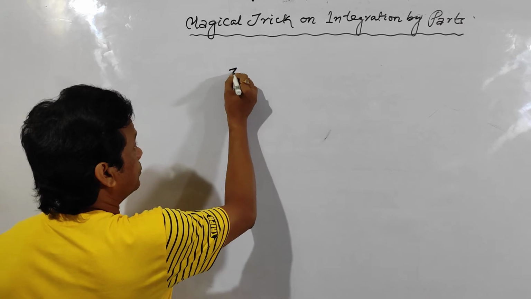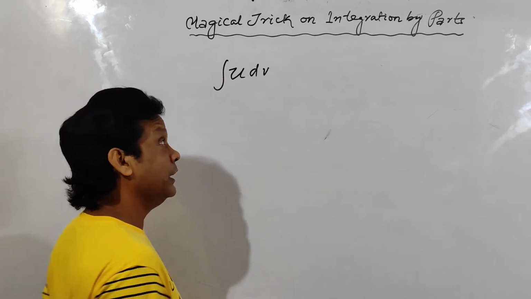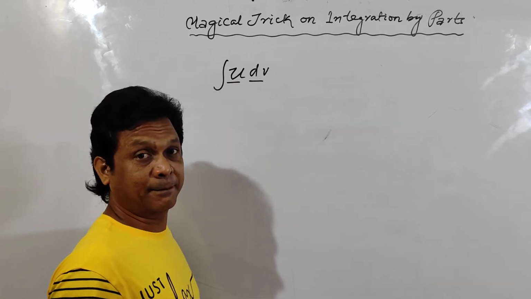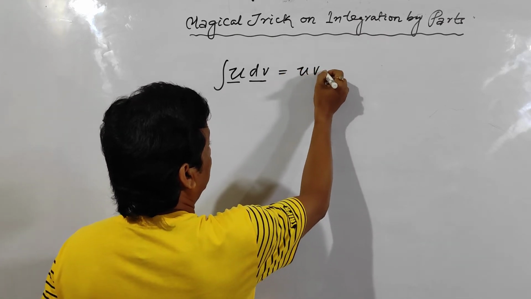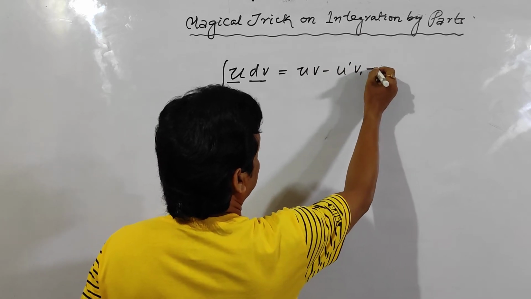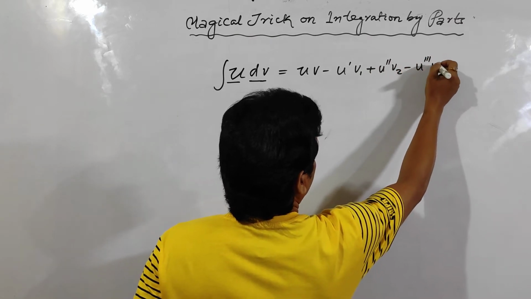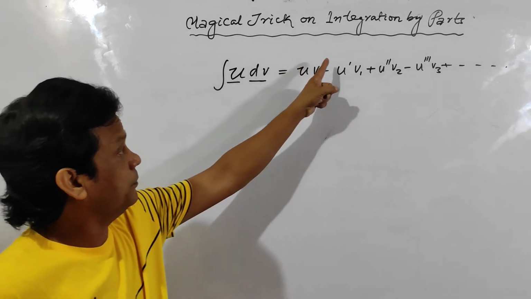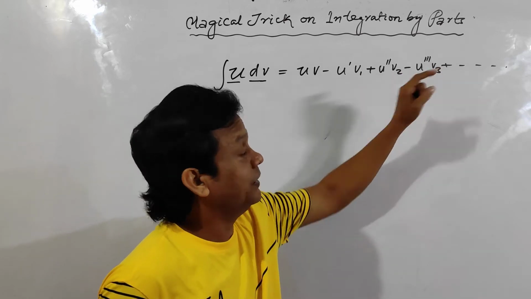See here, my procedure is integration of u into dv. Here I am taking two parts, u is one part and dv is another part. So how to solve? u into v minus u dash v1 plus u double dash v2 minus u triple dash v3 plus and so on. Here dashes represent derivatives and suffixes represent integrations.